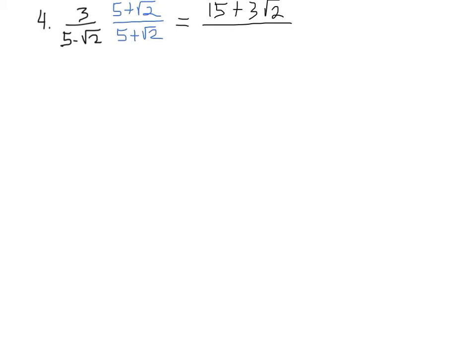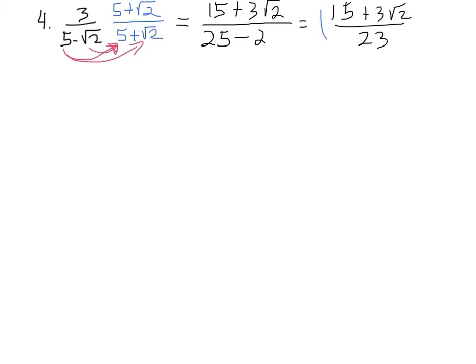And remember, when we multiply by the conjugate, you end up with the first term squared. So it would be 5 times 5 is 25. The middle terms, when you multiply 5 times root 2 and then negative root 2 times 5, will cancel out. So really we just end up with the first term squared minus the second term squared. And since it's root 2 times root 2 is 2. So let's finish this off. 15 plus 3 root 2 over 23, and we are done.